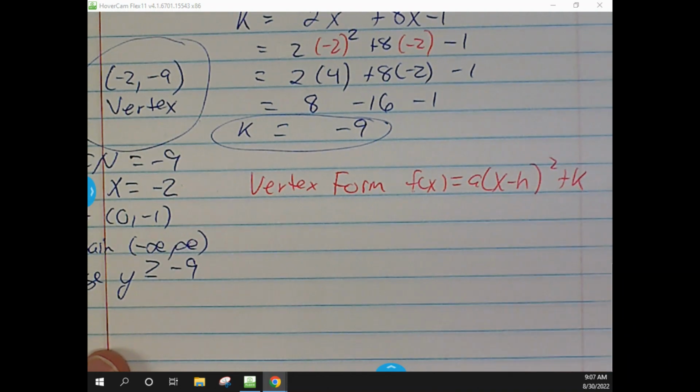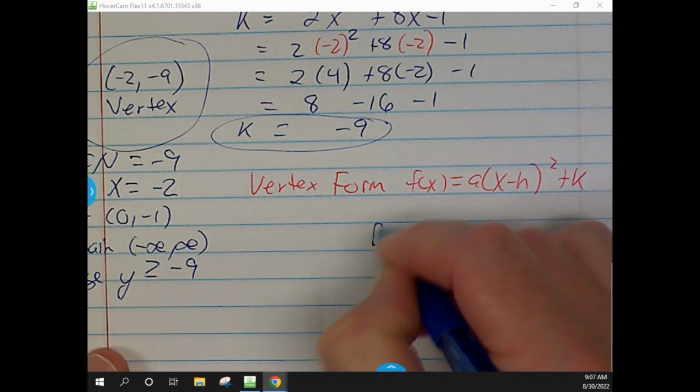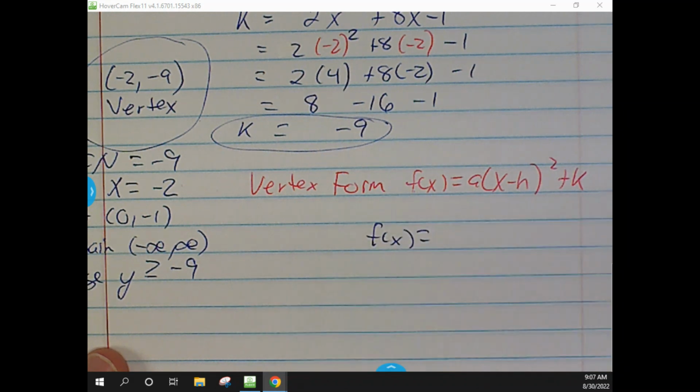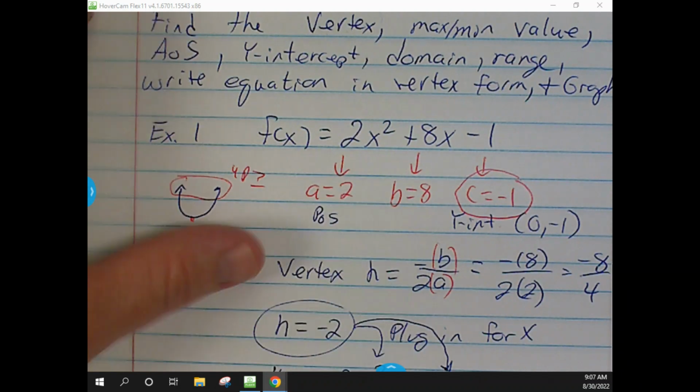So basically now they're saying take this equation we had and write it like we did yesterday where we had the parentheses. So we're going to take the numbers we've got, plug them in here to make it look like what we did yesterday. So that would be f of x equals, the a value is the same a value we had here, which was 2.